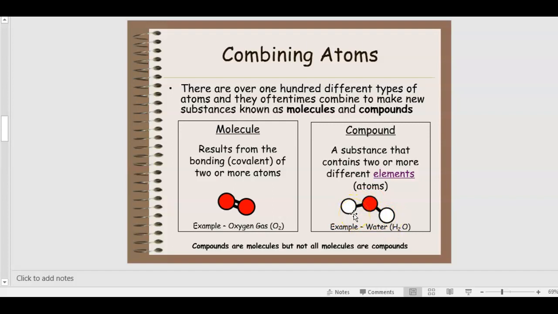So a compound, which is the most important word that we're going to deal with right now, is a substance containing two different elements or atoms. Okay, so we looked at that earlier, and this is water. So water chemical form is H2O, which means you have two hydrogen and one oxygen. So because they're different, it's a compound. With this one here, we simply have two oxygens. Because they're the same, it's a molecule or an element, which we can use the word interchangeably here.